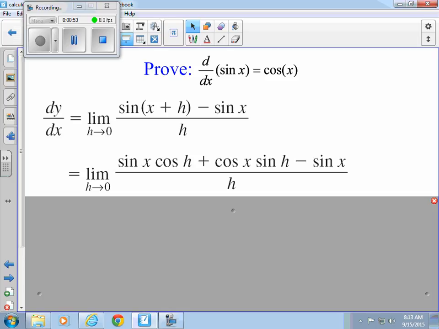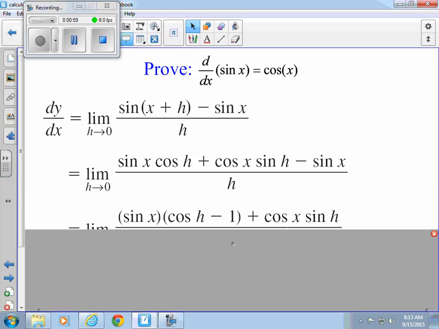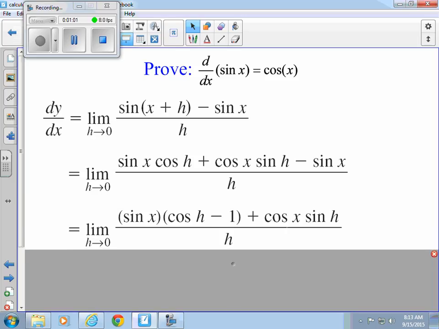That is equivalent to sine of x cosine of h plus cosine of x sine of h. You remember seeing that, right? With a little bit of rearranging, I can factor out a sine of x in these two pieces. Factor that out, and I get sine of x times cosine of h minus 1 plus cosine of x and sine of h.